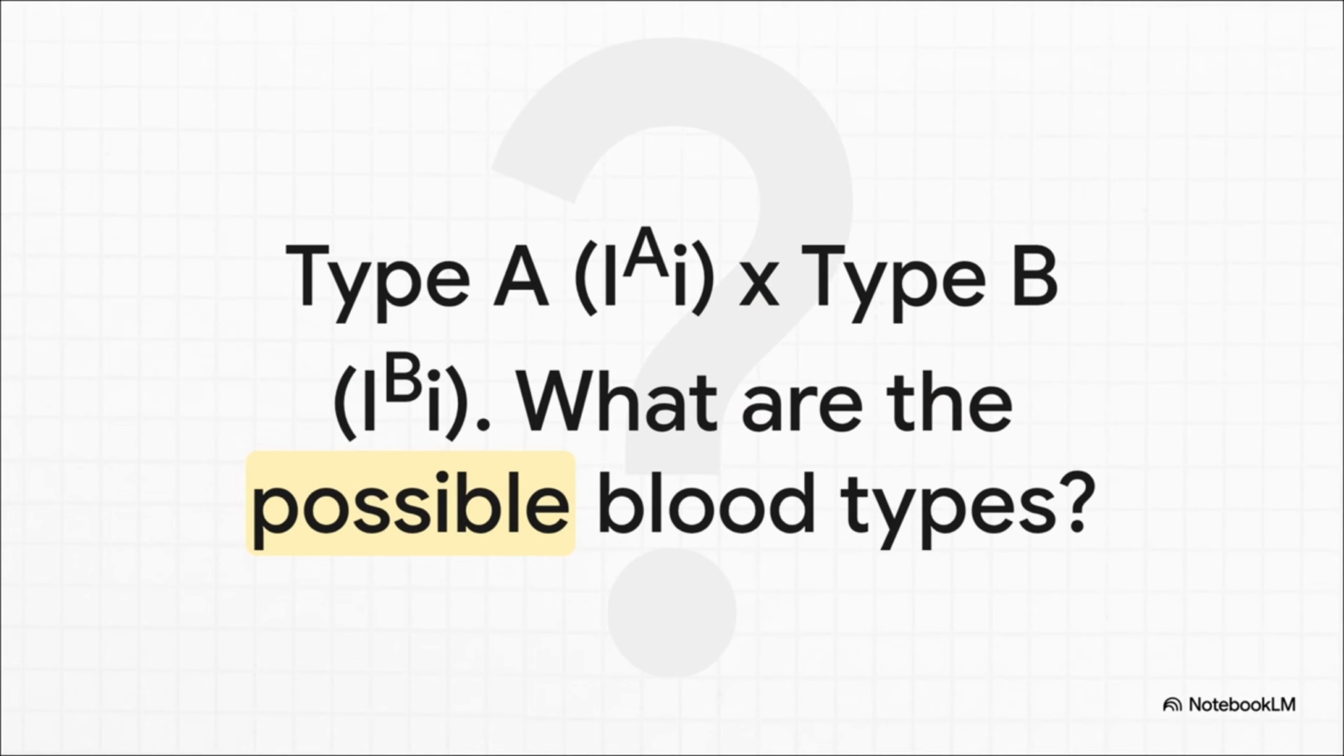All right, let's see if you've got it. Quick challenge for you. Say you have one parent with type A blood. Their genotype is IA, little i. And the other parent has type B blood. Their genotype is IB, little i. What are all the possible blood types their kid could have? Go ahead, think about it for a second. Okay, you ready? Check this out.